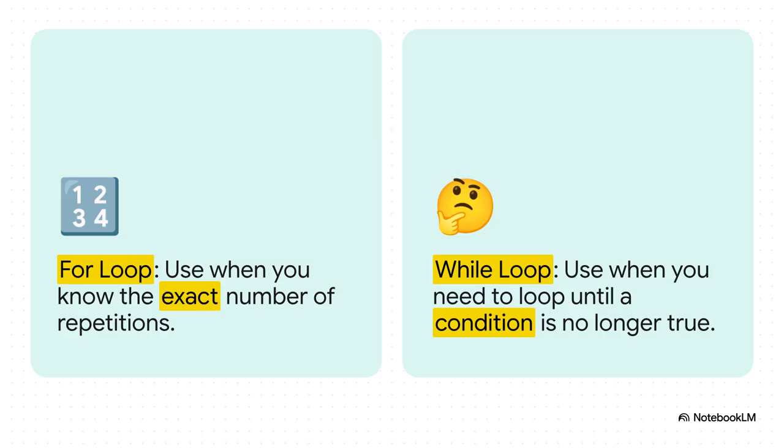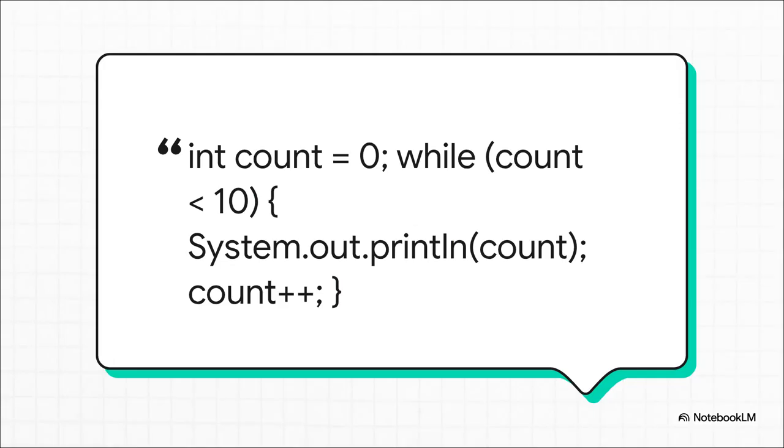You use a while loop when you need to repeat something as long as a condition is true, like, say, waiting for a user to enter the right password. You have no idea if it'll take them 1 try or 20 tries. So take a look at the structure here. It's a bit simpler, right? The while loop really only has the condition. The setup, the initialization happens before the loop starts, and the update happens somewhere inside the loop's code block.